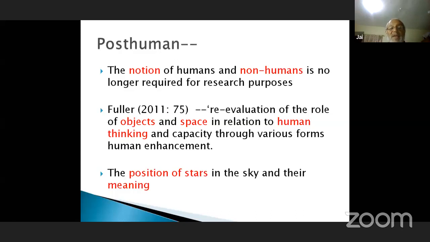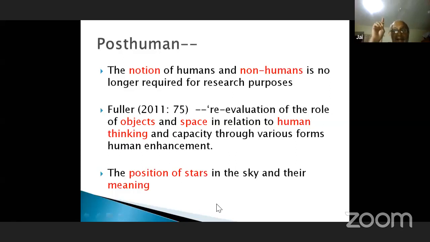Fuller in 2011 says it's a re-evaluation of the role of objects. Different objects have different roles. As I said, a stone becomes Shivaji for us. So why do we worship that stone, assuming that it's a human, it's a Shivaji? If you close your eyes, you could look at the human there. And the space also, we keep a particular space for that in relation to human thinking and capacity through various forms of human enhancement. Therefore, we go for post-human also.